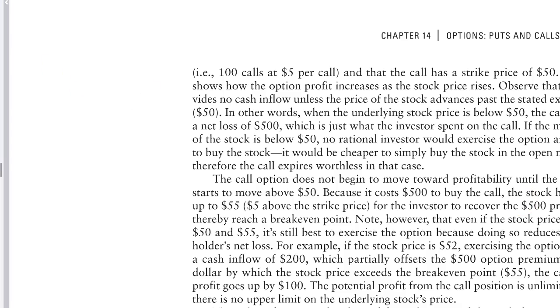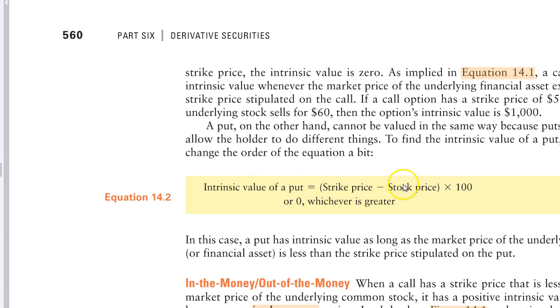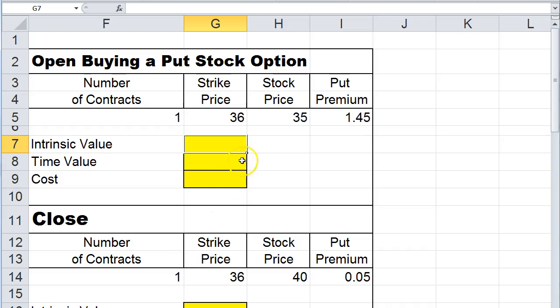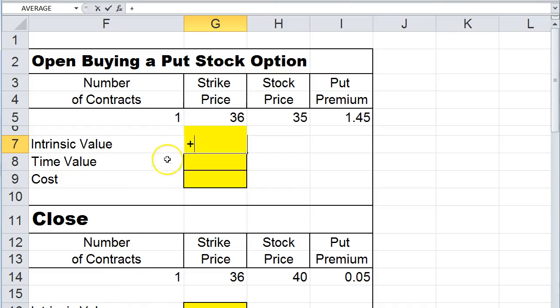So you could see that for the call it's stock minus strike, and then the put is strike minus stock because it's the inverse. So we're reversing that, and we're still multiplying by the number of stock shares, which is 100. Now, again, it can't be less than 0. So if you get a negative number, you have to change it to 0. So let's go back to the handout. So strike minus stock price, and I'm going to multiply this by 100 since it represents 100 shares. Okay, so the intrinsic value is 100.